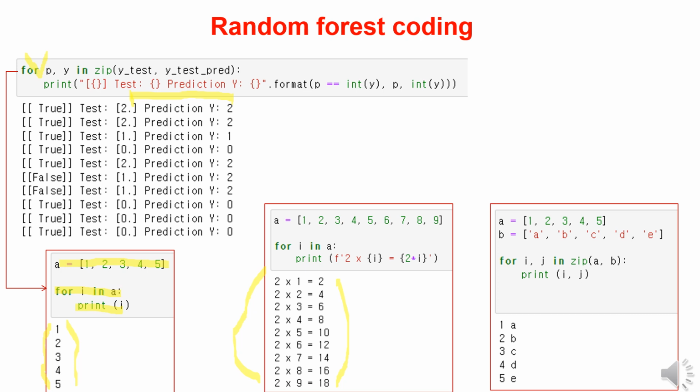Additionally, the zip command can be used to extract and print one item at a time from variables A and B. By utilizing this, we can show whether the predicted species match the actual species in the dataset used for testing, where we represented the iris species as numbers. Finally, remember to use a colon at the end when using the for loop command.